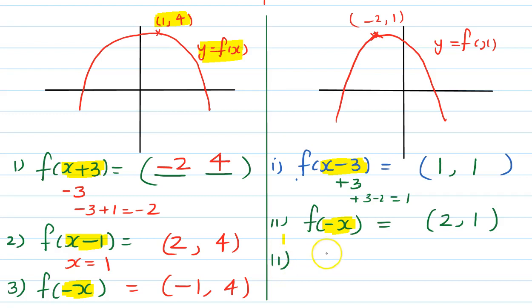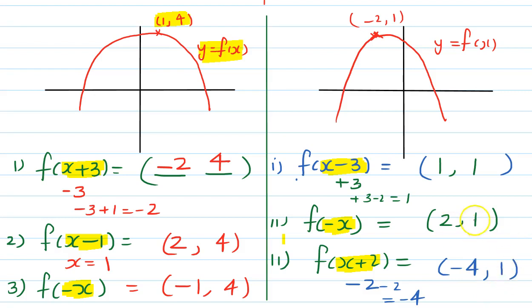Okay, let's take another example. Suppose f(x plus 2): is it inside the bracket or outside the bracket? Yes, definitely it is inside the bracket. Inside the bracket, x changes. It is plus 2, so it will be minus 2, and the x value is minus 2 again. So minus 2 and minus 2 becomes minus 4. The x coordinate will be minus 4 and the y coordinate will be 1. Nice and easy.